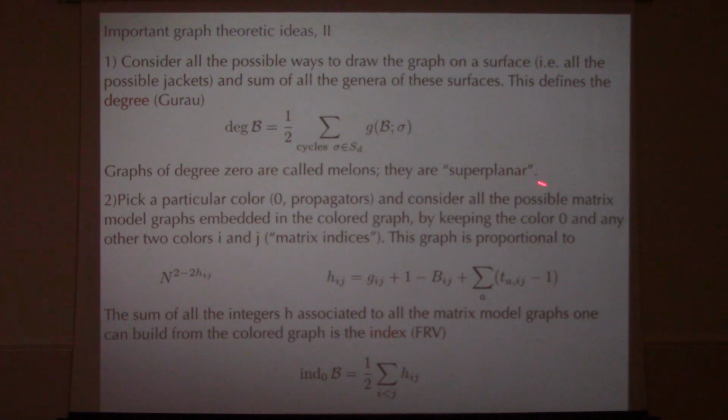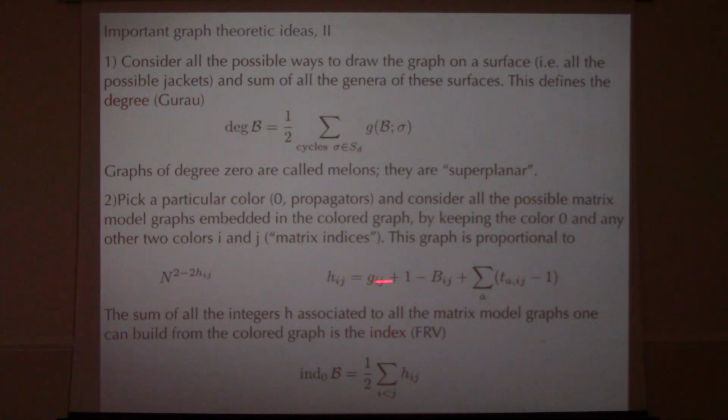And then consider all the possible matrix model graphs which are embedded in the colored graph. So you keep the color 0 as the propagators, and then you pick any pair of colors, i and j, matrix indices, if you like, and that's it. So you remove all the colors except 0, i and j. This is the matrix model graph embedded in the tensor model graph. Then you have, of course, the standard 't Hooft genus associated with this matrix model graph. Or more generally, you have this index H.